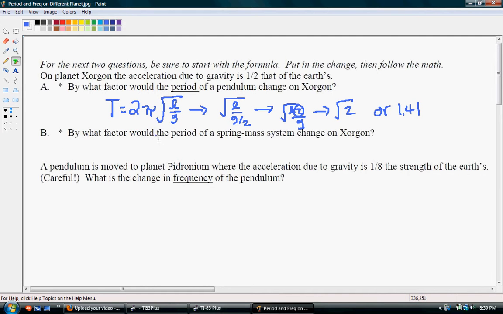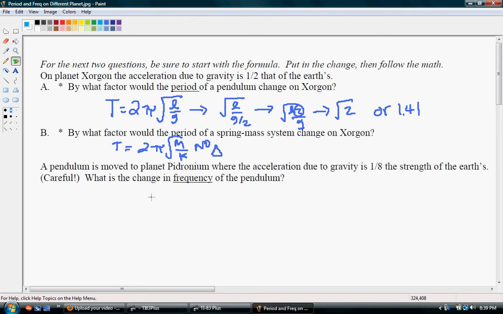Now, by what factor would the period of a spring mass system change on Zorgon? Well, time period for a spring mass system is 2 pi times the square root of the mass over the spring constant. Now, since we're not changing the mass, it stays the same no matter what. The only thing we're changing is the acceleration due to gravity, and that's not any part of that formula. There is no change, no delta in our time period for a spring mass system.